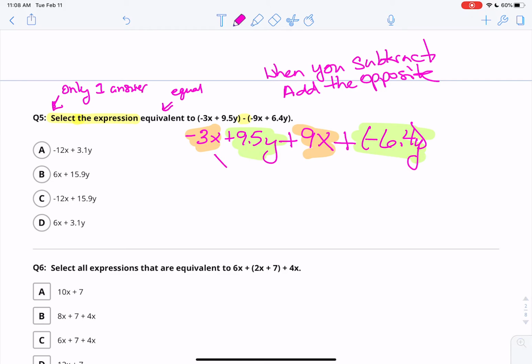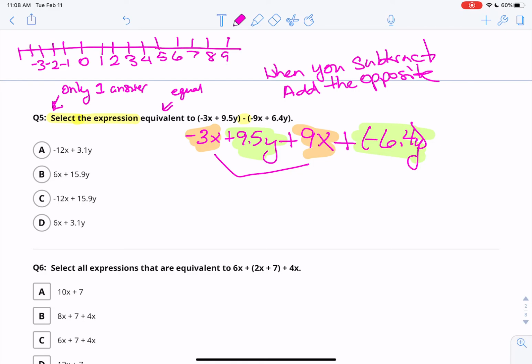So let's start with negative 3x and positive 9x. Remember, you can draw a number line if you're still rocky on your positives and negatives. So I'm just going to, let's see, -1, -2, -3. That's where we're going to start. And then 1, 2, 3, 4, 5, 6, 7, 8, 9. That should give us enough numbers.